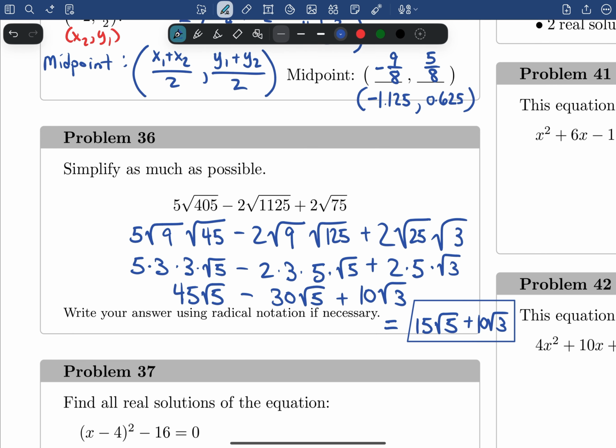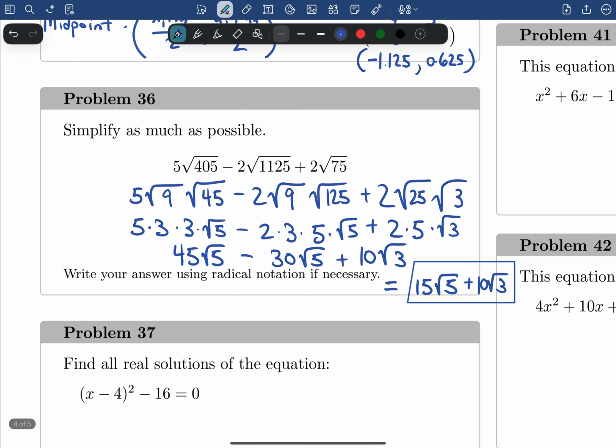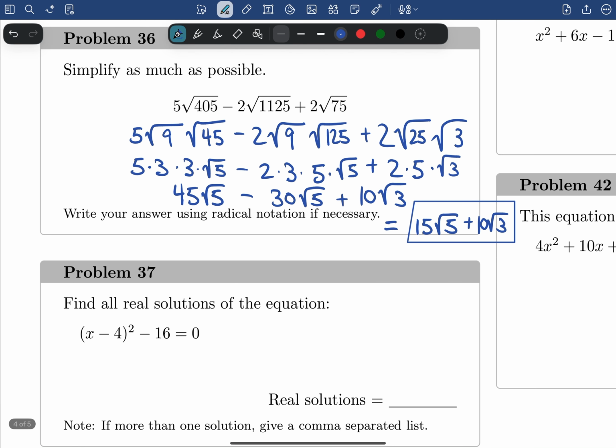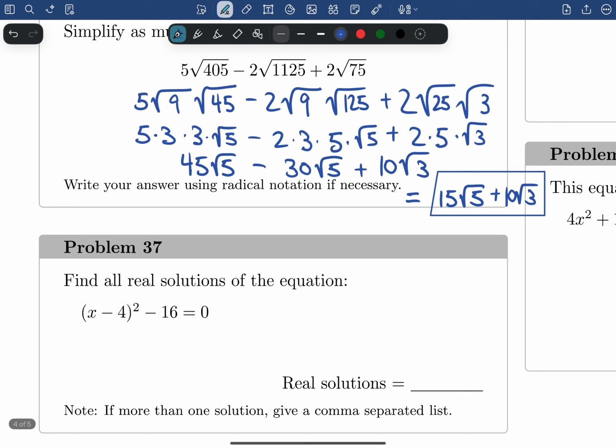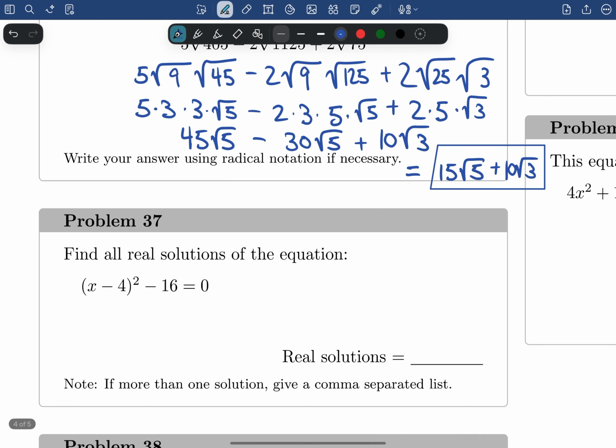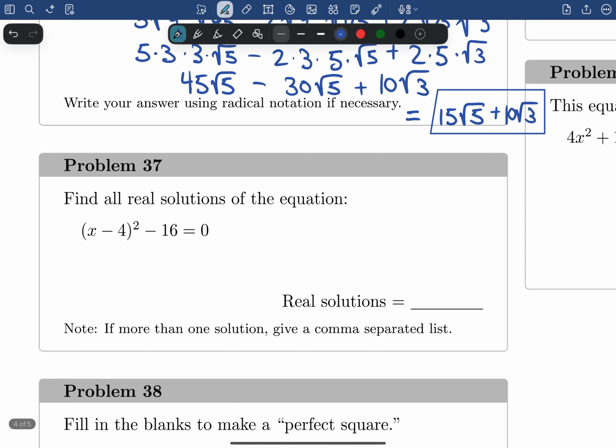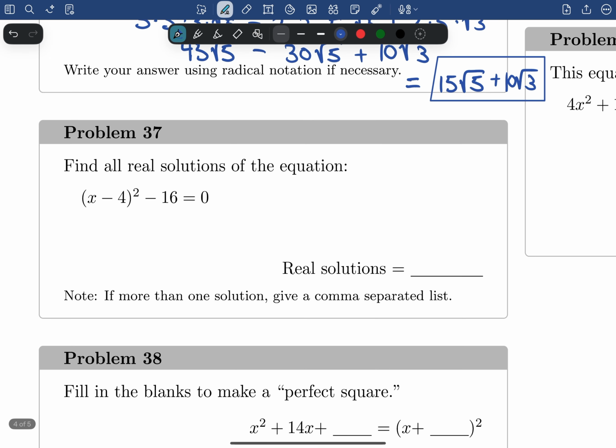I've taught you how to simplify these by hand, right? How to think about the simplification process and get it as simple as you can just by thinking about these numbers and dividing out perfect squares and separating a radical into two separate radicals with the product rule of radicals. Okay, let's move on to problem number 37, which says find all real solutions of this equation.